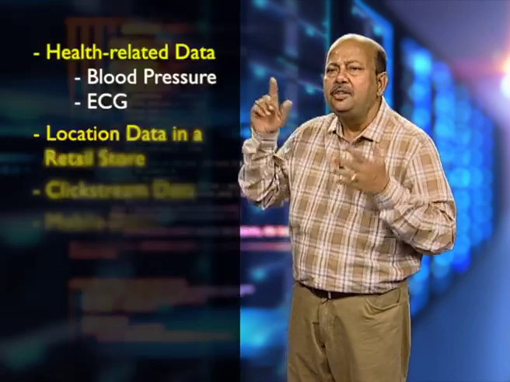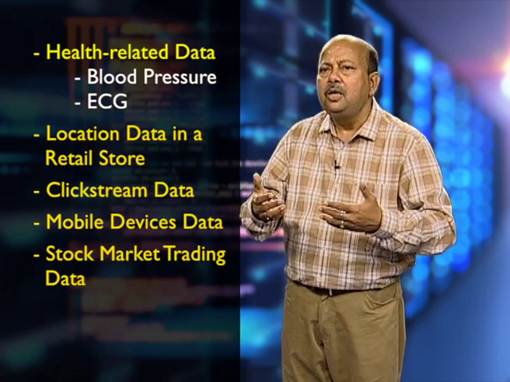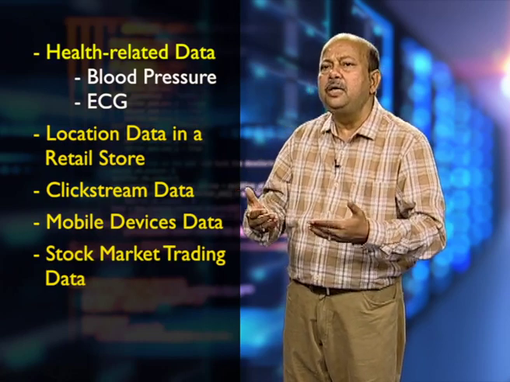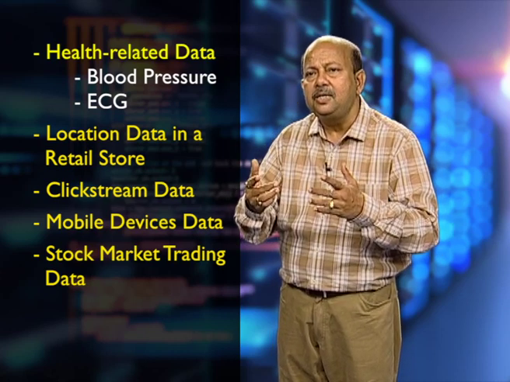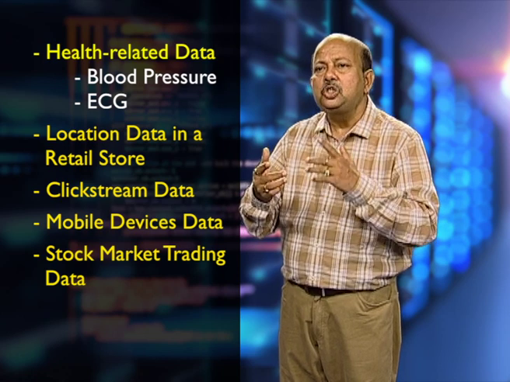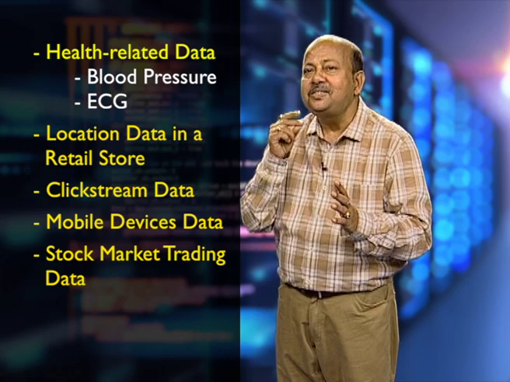Perishable data examples are health-related systems such as blood pressure and ECG, location data in a retail store, clickstream data, mobile device data, and stock market data. These are all perishable. Once it is generated, you must capture it and use it, otherwise it is of no use. You must get value out of it immediately, otherwise it is perishable, it is lost.